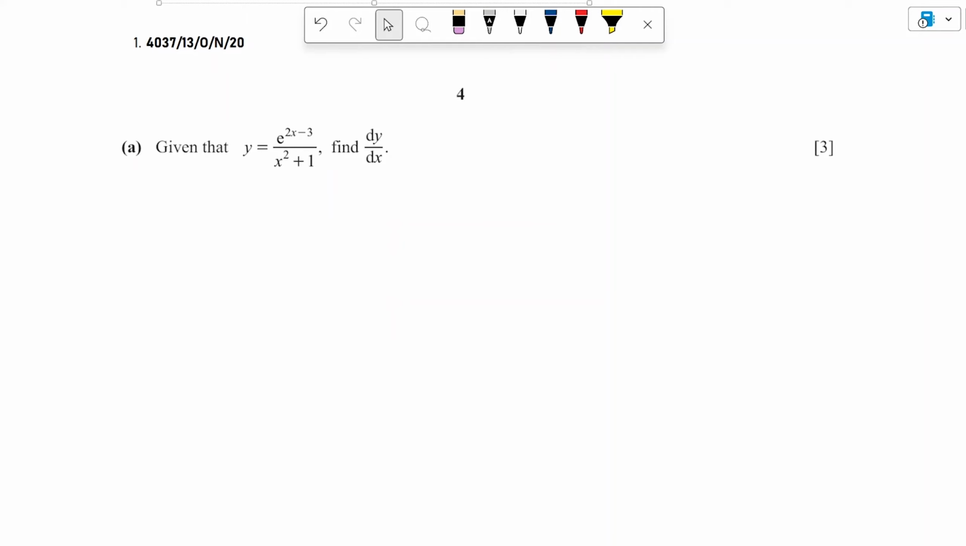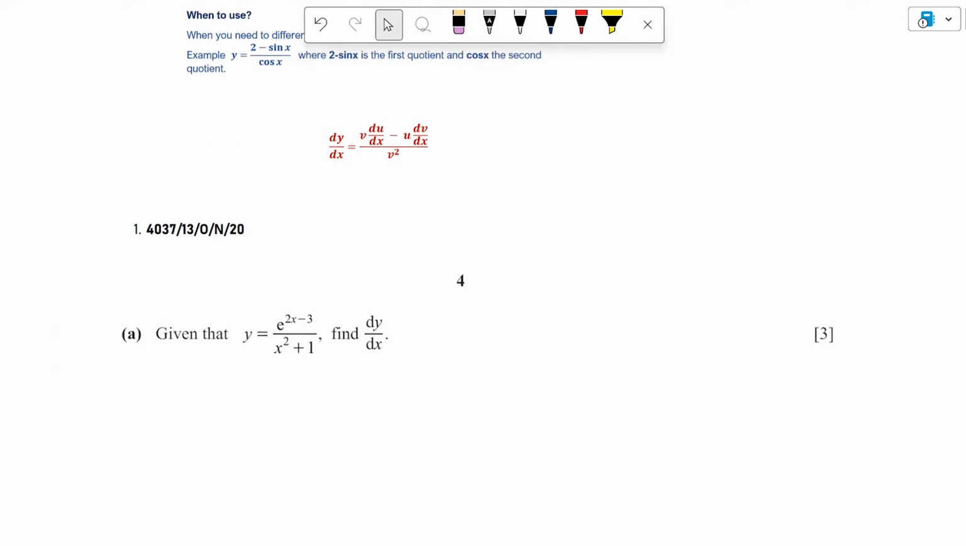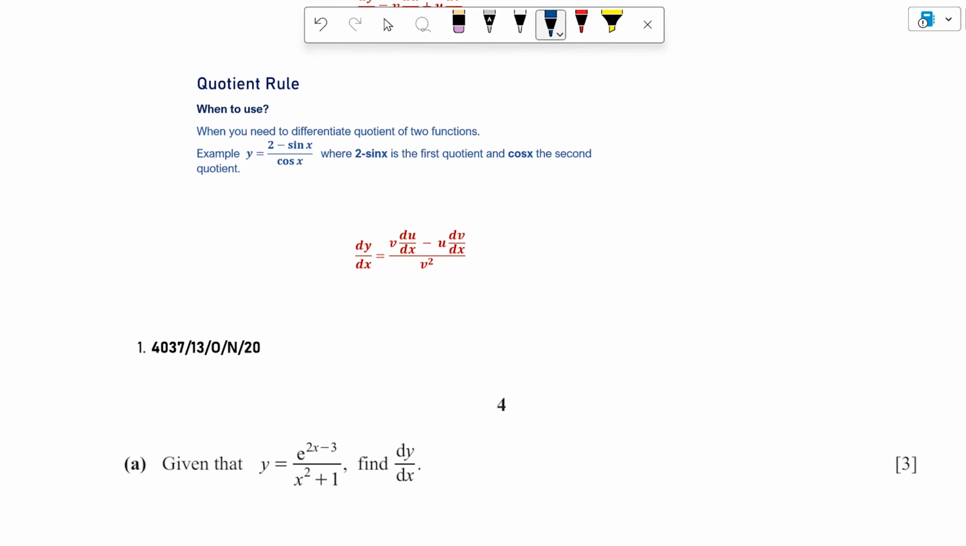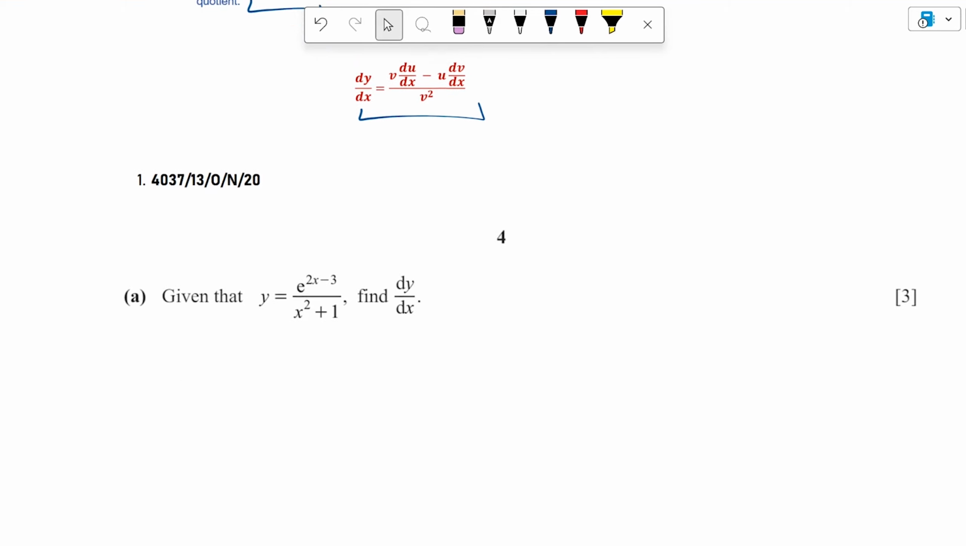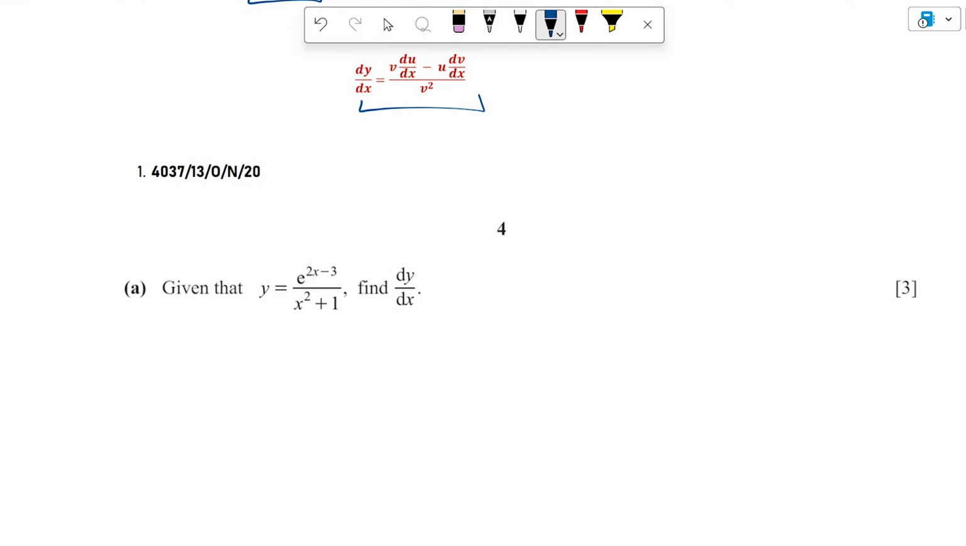Okay, so moving on to the past paper questions, we have October, November 2020. Whenever you see an equation like this, you need to know that the only way to solve this is using the quotient rule. Basically, whenever you have a fraction like that, you need to use this equation. So, how do we do this? We need to first identify our u and our v.